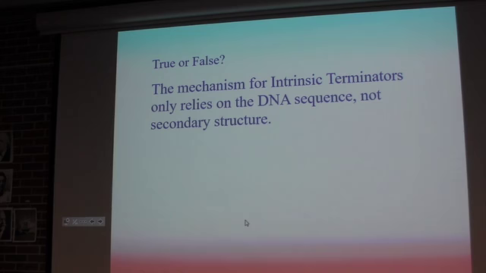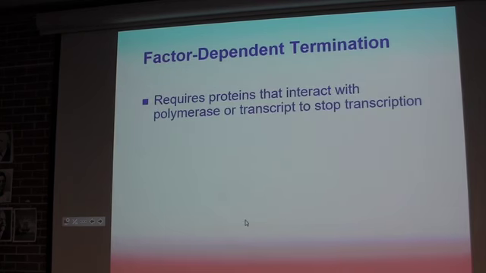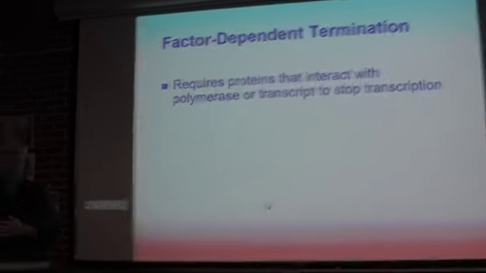True or false? The mechanism of intrinsic terminators only relies on the DNA sequence. There's no secondary structure involved any place, right? Is that true or false? False, because of course you do have to have secondary structure in the RNA, in the transcript, to facilitate the pause. Okay, that's intrinsic termination. That is how most termination happens, probably on the planet.